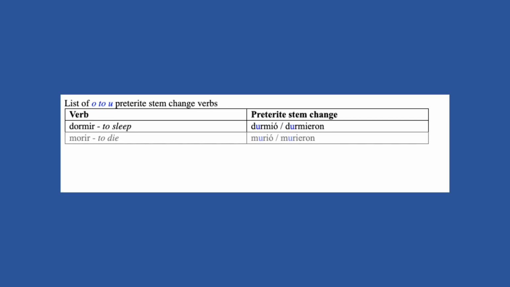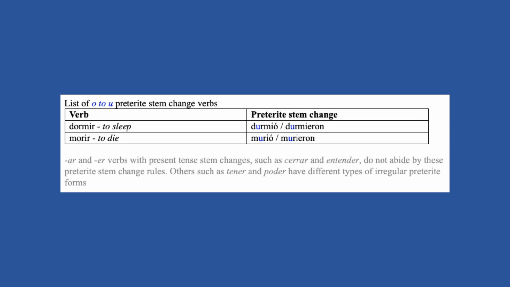Dormir and morir are the only commonly used O to U preterite stem change verbs. And keep in mind that AR and ER verbs with present tense stem changes do not abide by these preterite stem change rules.